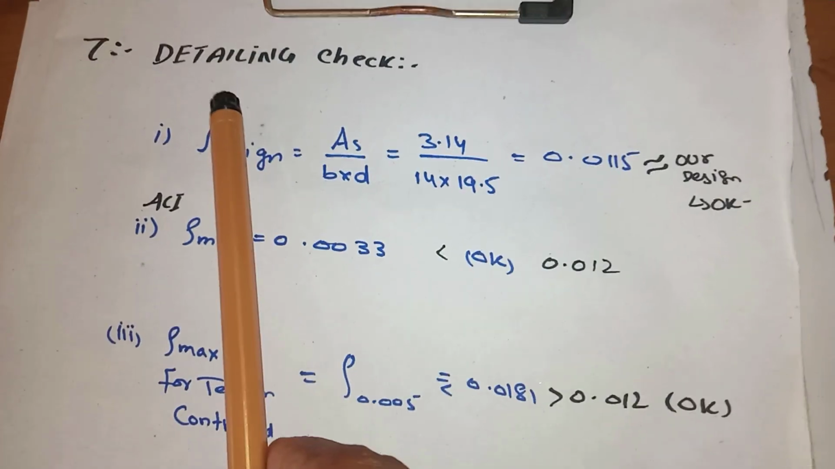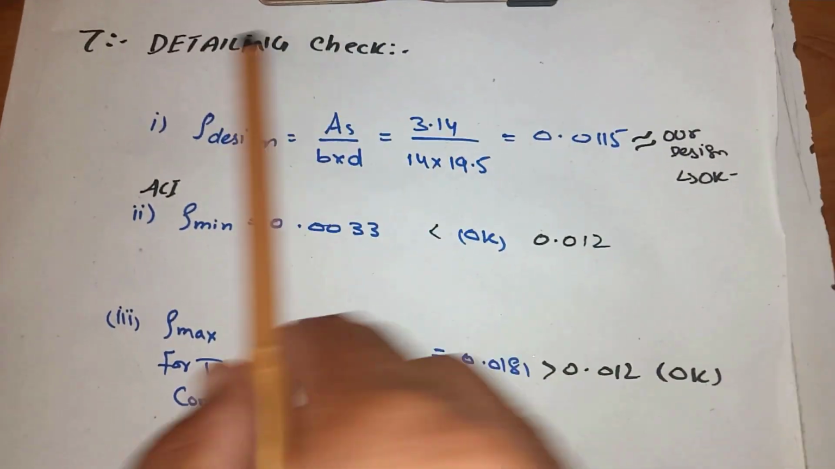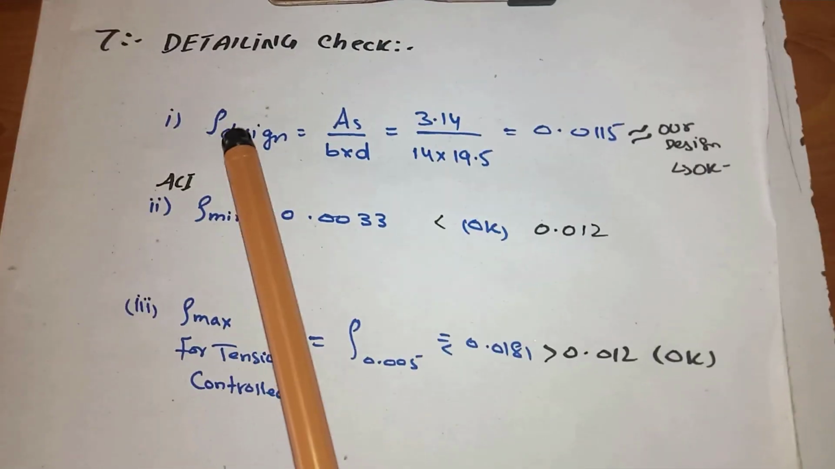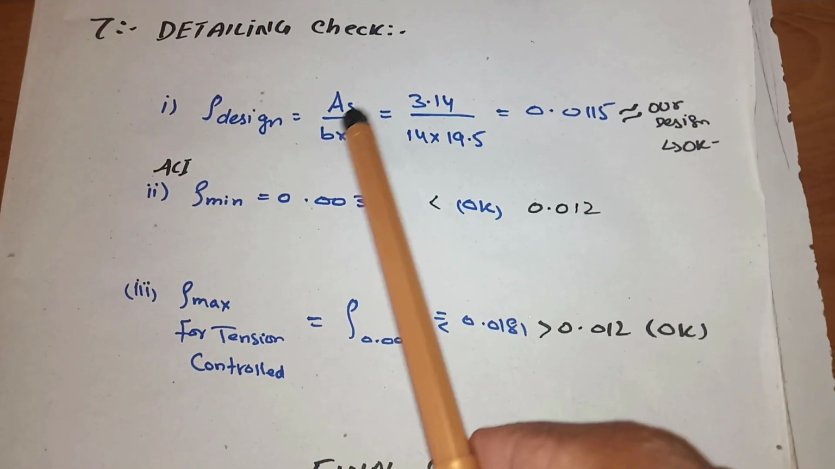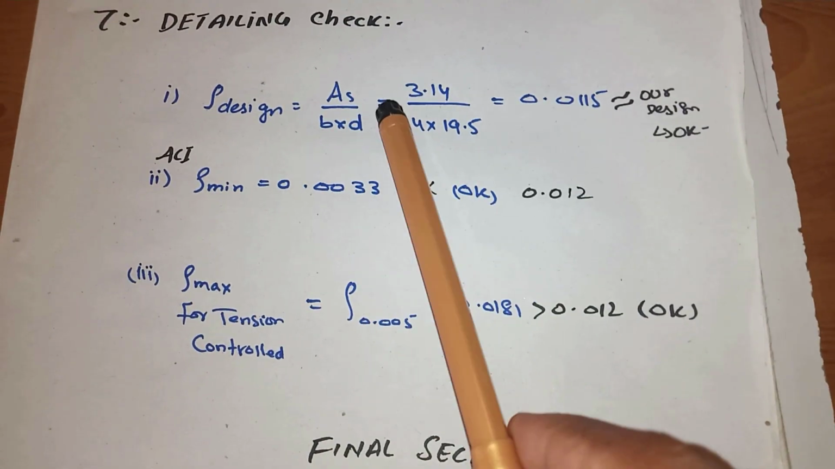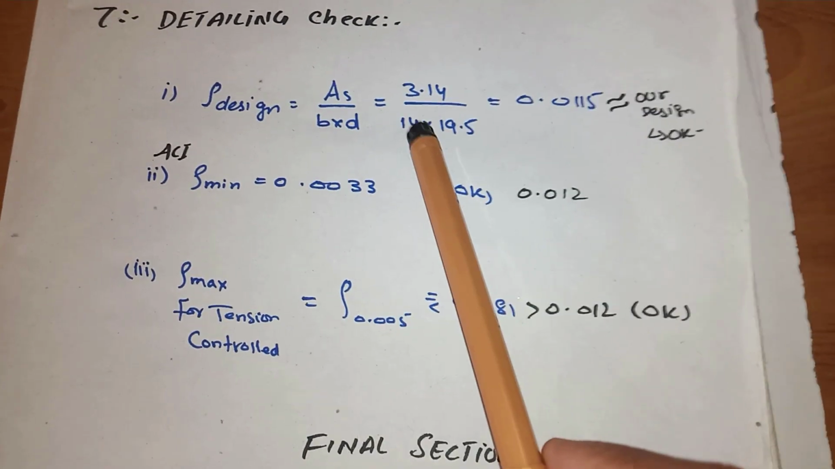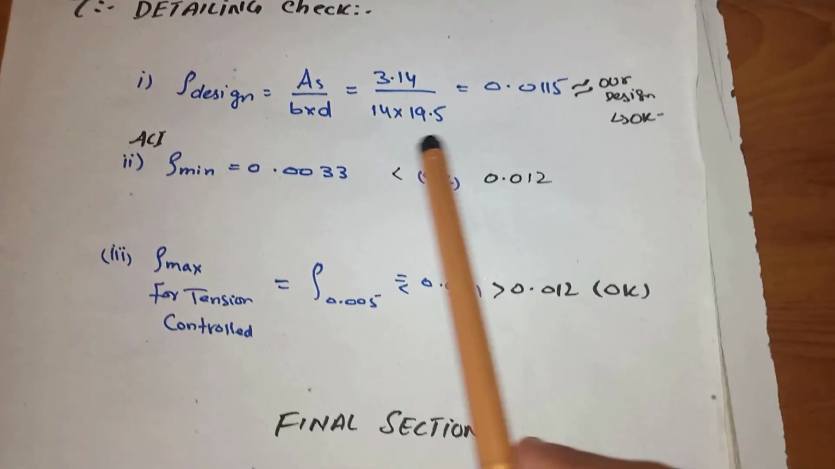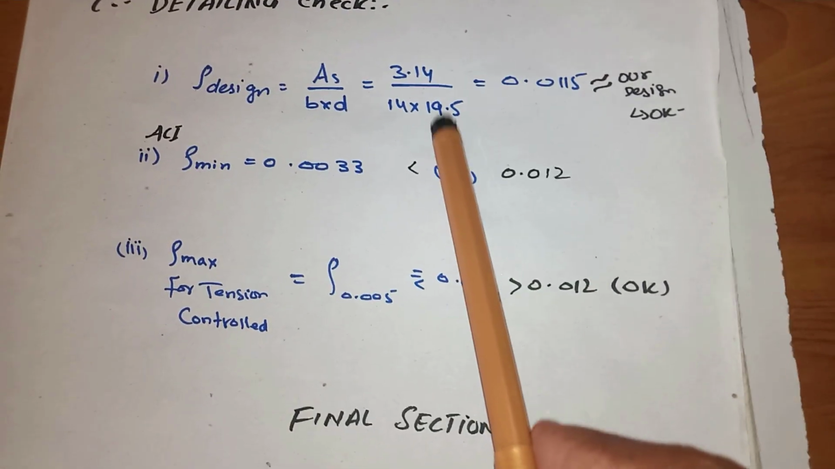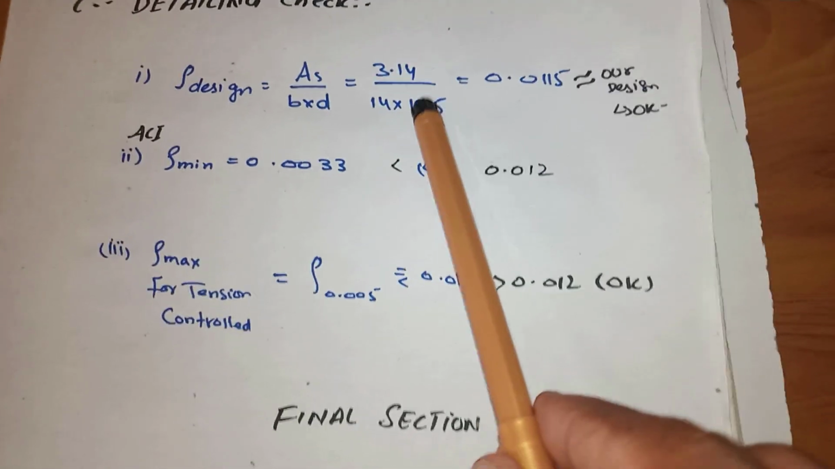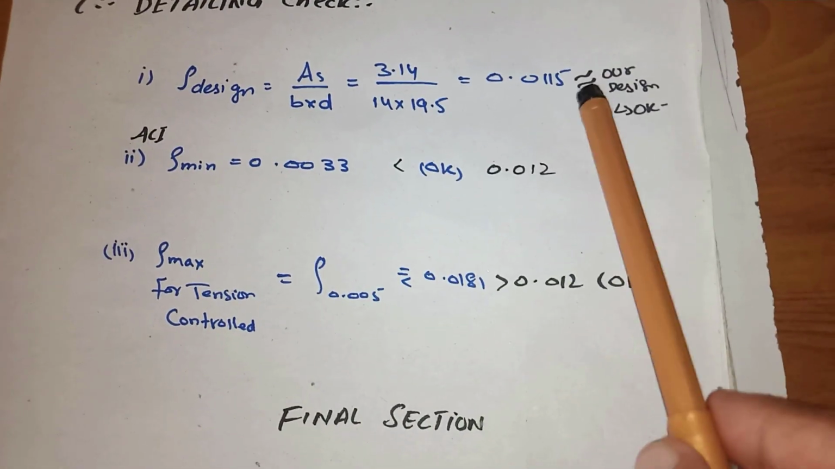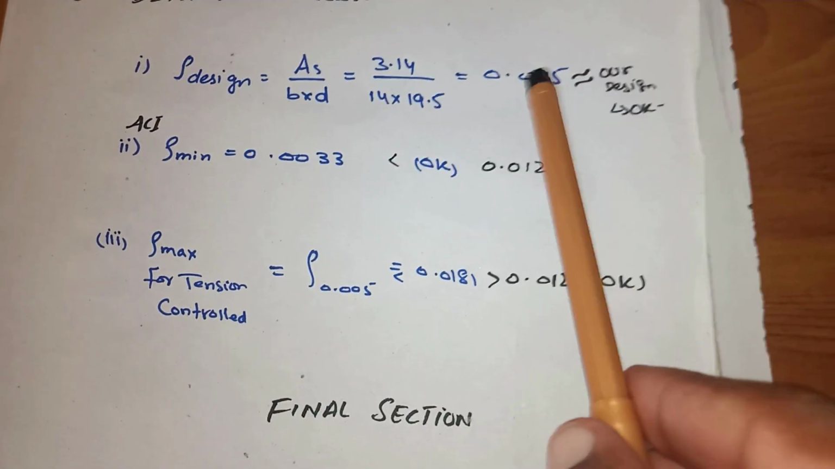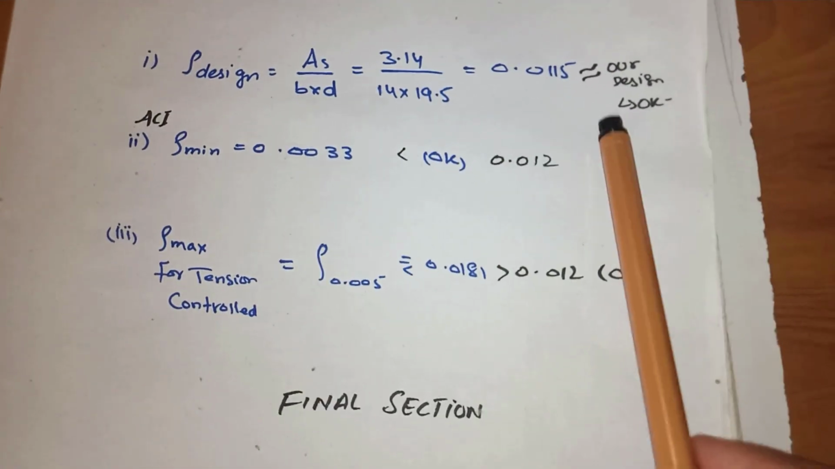So in the final step 7 we will have to make checks, that are detailing checks that are to be fulfilled according to the ACI code. So rho design must be As over bd. What was our As? As is 3.14, that is the area of steel to be used, divided by b multiplied by d. d is the effective depth, not the total height. Total height is our 21 point something inches. So that is 0.0115. So we have our rho design 0.012, which is almost equal. So this check is okay.